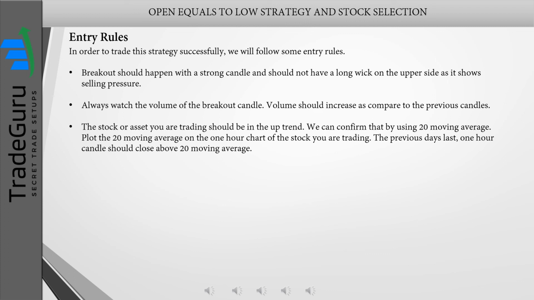The stock or asset you are trading should be in the uptrend. We can confirm that by using 20 moving average. Plot the 20 moving average on the 1-hour chart of the stock you are trading. The previous day's last 1-hour candle should close above 20 moving average.